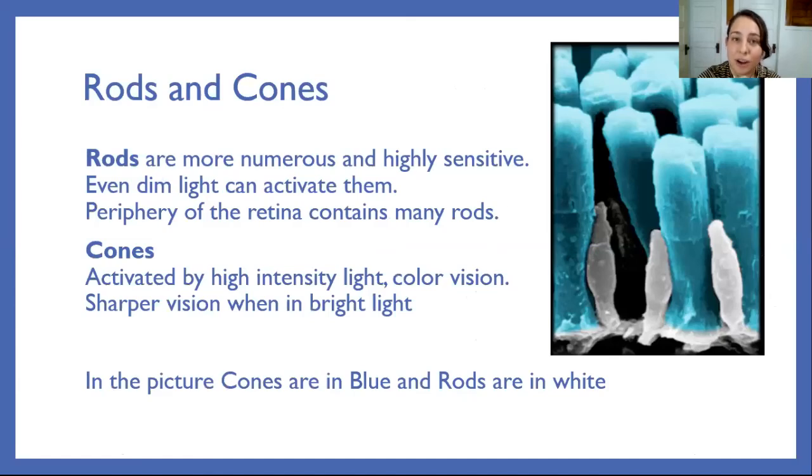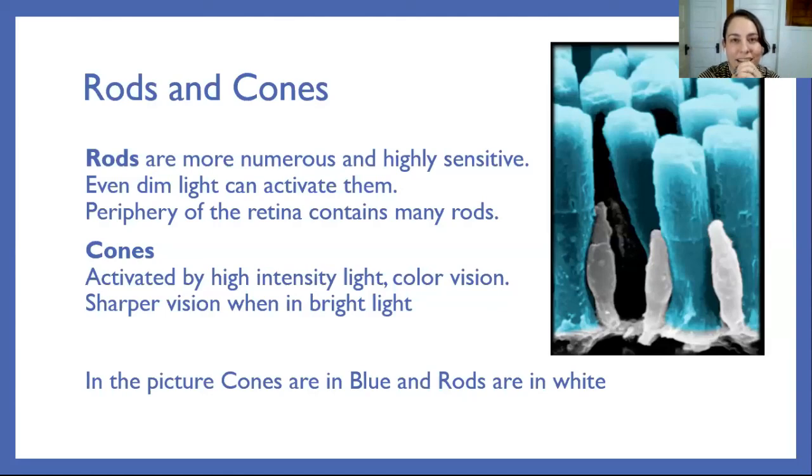When it reaches the rods, which are very numerous and highly sensitive, those are going to be activated even by dim light. The periphery of your retina contains a lot of rods, and these are going to be very useful for seeing at night, for example. Anytime that we're seeing, your periphery is not as sharp as where you're focusing, so all of that periphery is going to be those rods at work normally.